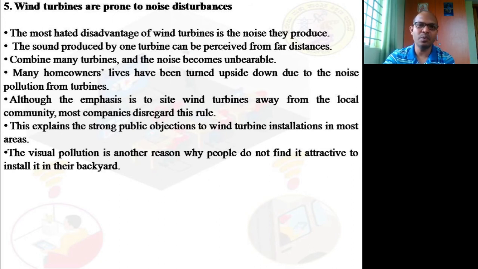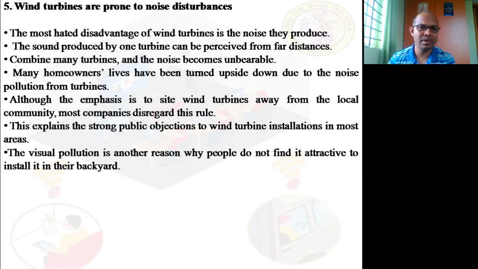Wind turbines are prone to noise disturbances or noise pollution. The most hated disadvantage of the wind turbine is the noise they produce. The sound produced by one turbine can be perceived from far distances also. It is something like a train sound, and regularly it will be making the sounds. Combine many turbines and the noise becomes unbearable. If you have one turbine, it makes so much noise. If you have a series of turbines, you cannot expect any animals, birds or human beings to stay nearby. So that sound carries a long distance also.